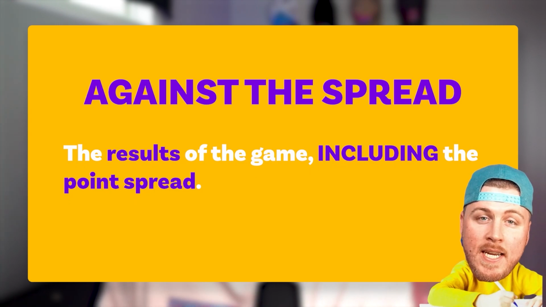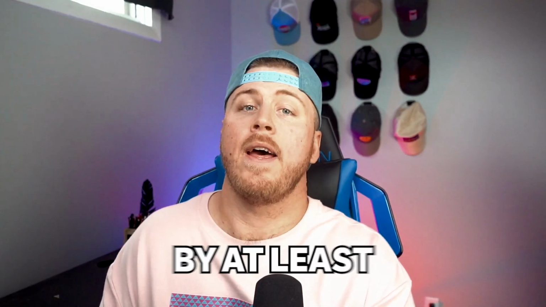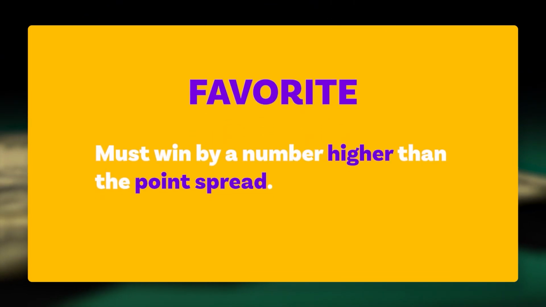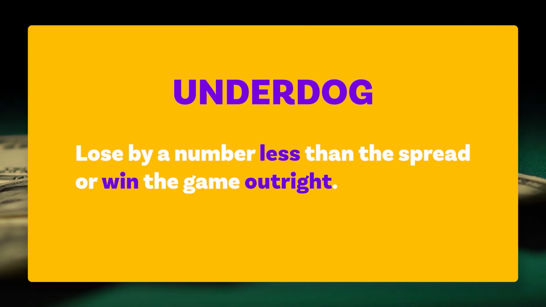Next term, against the spread, refers to the result of the game, including the point spread. A team covering the point spread means that they won the game by at least the point spread. Again, for a favorite to cover, it must win by a number higher than the point spread. For an underdog to cover, it must lose by a number less than the spread or win the game outright.